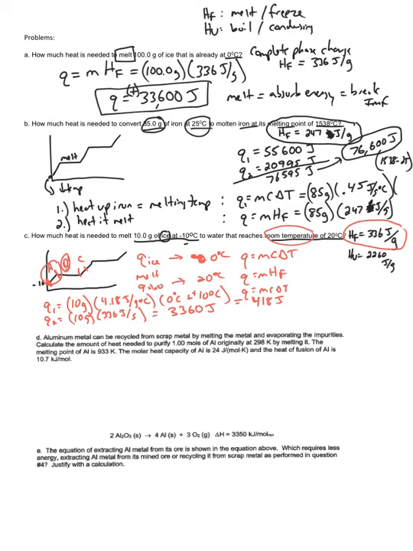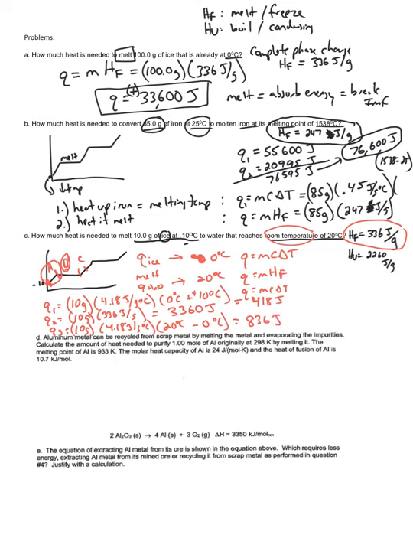Now I got to warm the water up from 0 degrees to 20 degrees. So again, 10 grams. Specific heat is 4.18 for water. And now my final temperature is 20 minus 0, because I'm starting at 0, going up to 20, so I'm going up 20 degrees. So 4.18 times 10 times 20, and we get 836 more joules of energy.